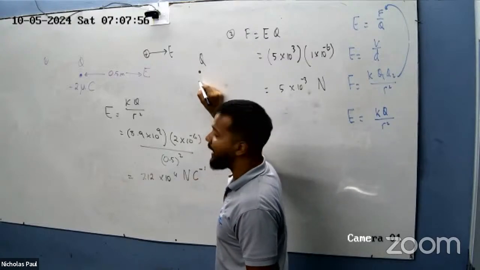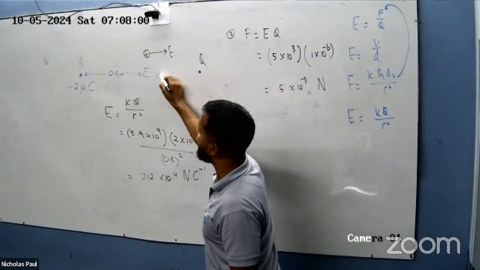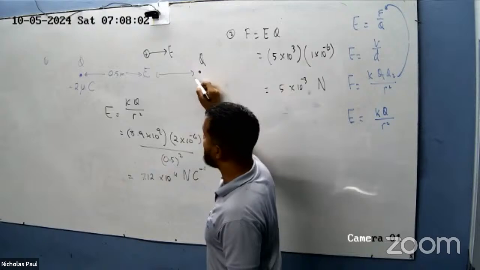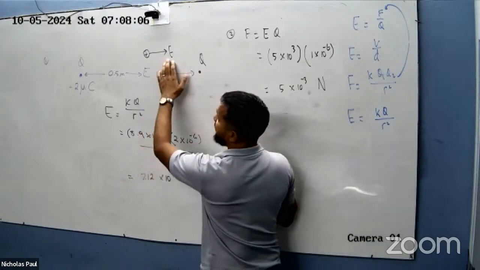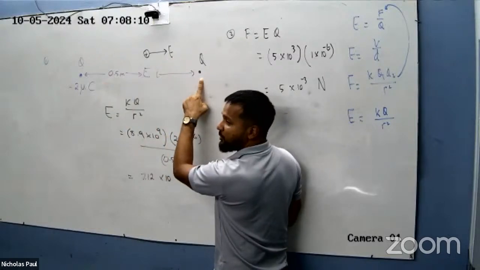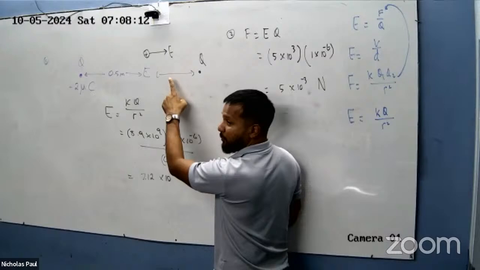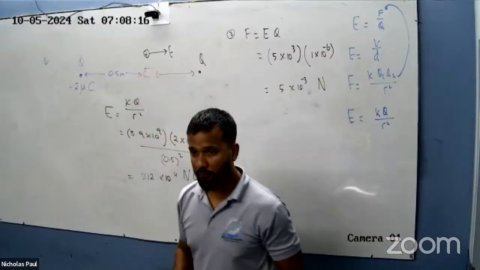And I'm going to ask you to find the electric field strength at that point, some distance away, due to the two charges. Right? So you find the electric field strength here due to this one, and then you find the electric field strength due to this one, and then find the algebraic sum. That's okay?